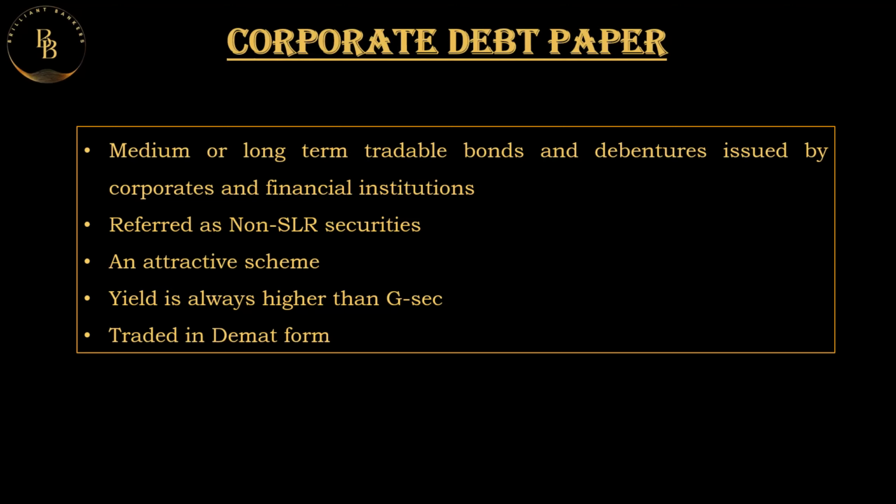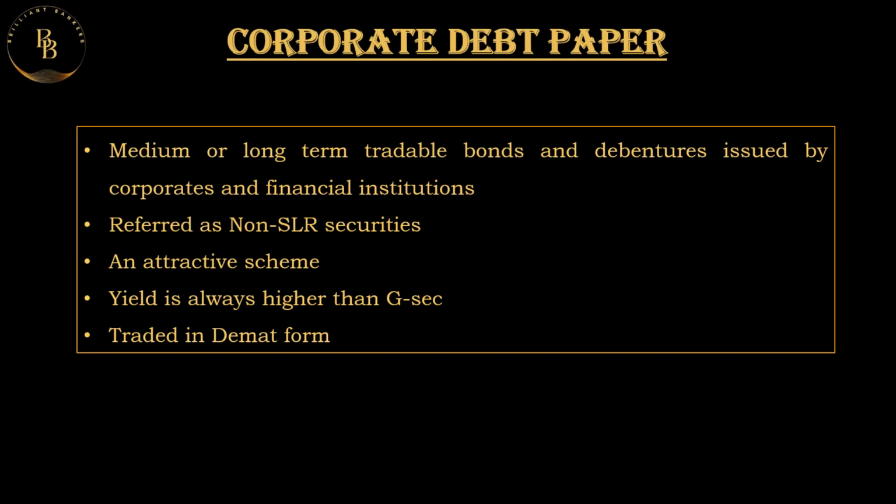Debt instruments backed by the general creditworthiness of an issuing company. Bonds are similar to debentures, but they are given by a public sector company. It is referred to as a non-SLR security. Why? Because this is not included in an SLR or a CRR security. It is an attractive scheme because the yield is always higher than that of a government security. It is traded in demat form also.